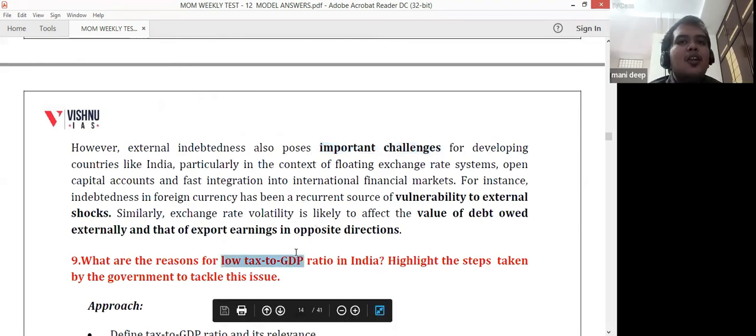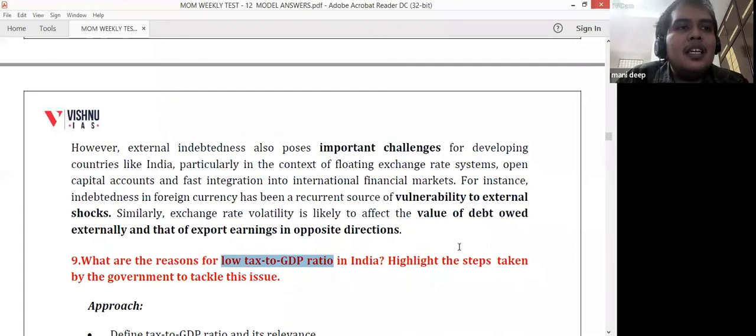Ninth question is regarding the low tax to GDP ratio in India, and highlight the steps taken by the government to tackle this issue. Why this question? Because recently in the parliament session, the government had said that only 1% of Indians pay taxes. So in the introduction, you can write about the tax to GDP ratio of India. It is around 16%, both direct and indirect tax combined. You can also compare it to other OECD countries, where it is around 25% to 32%. But in India, it is only around 16%, and most of it is from indirect tax. Direct taxes are around 11%. These are all the things you can mention briefly.